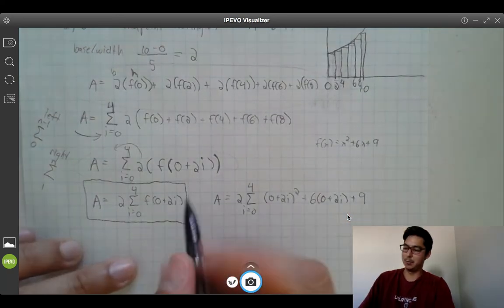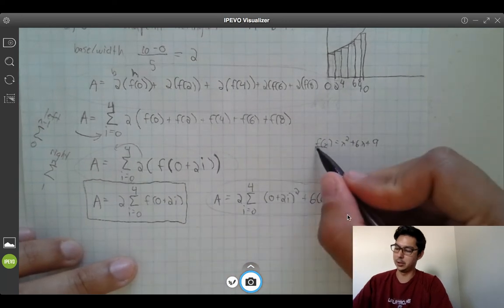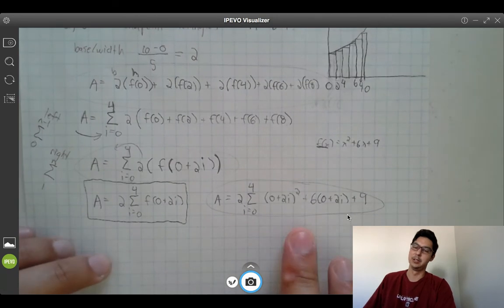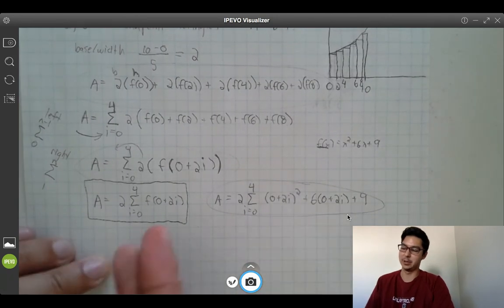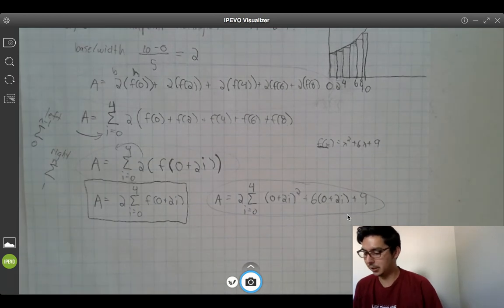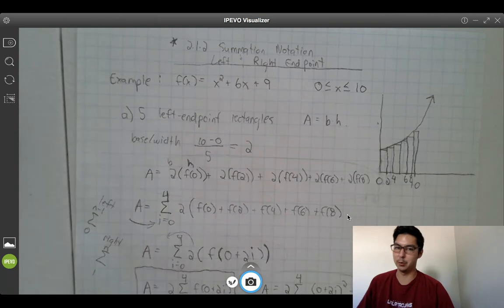And that's the same thing, but using the function here. This is something you could actually put into your calculator because you're telling the calculator what the function is, while this one is just the step before it of what it is. Right? So there's your answer for A of that summation notation of 5 left endpoint rectangles.